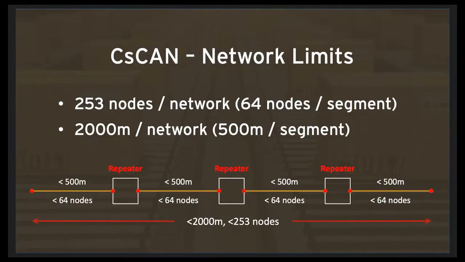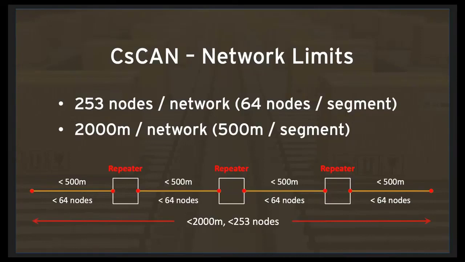So if I've got an application with just a few nodes, far less than 500 meters, then I'm only going to need 1 segment for my entire network. There's no reason for any kind of repeater in almost any situation. However, if my number of nodes exceeds 64 or my network distance exceeds 500 meters, now I can add a repeater and I've effectively doubled my network distance. And as you can see, the maximum there are 3 repeaters for a total of 2 kilometers in length and 253 nodes total. Now, what is a repeater?